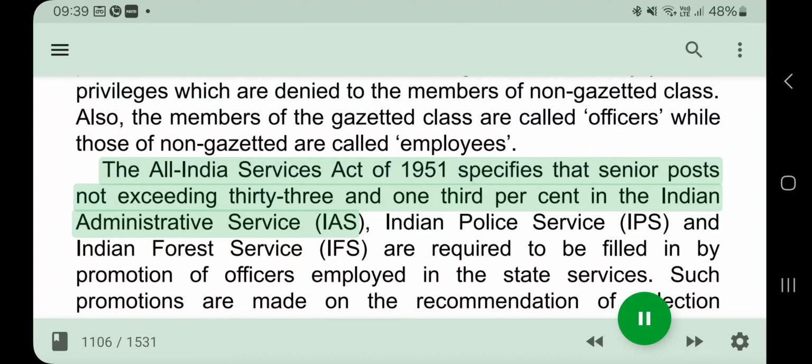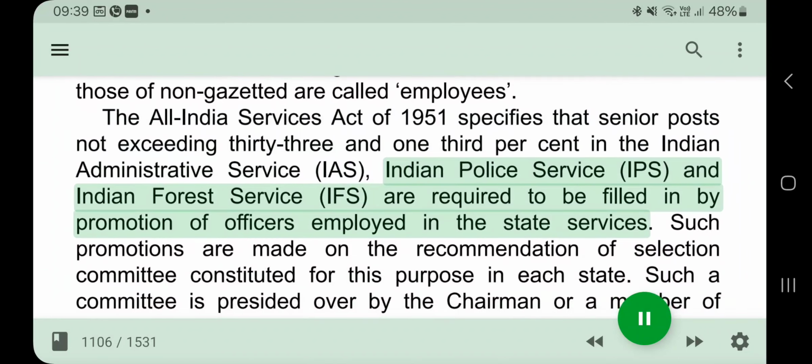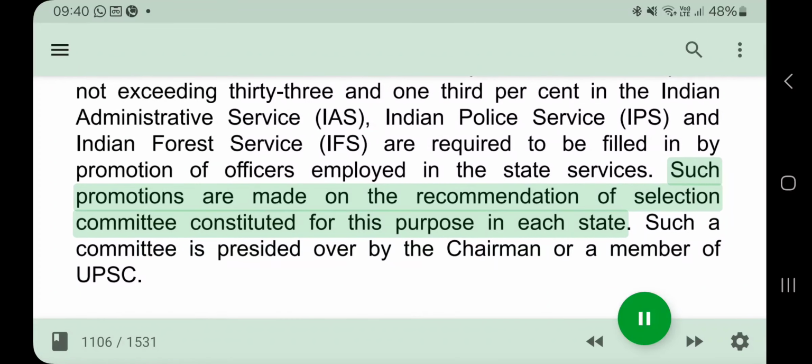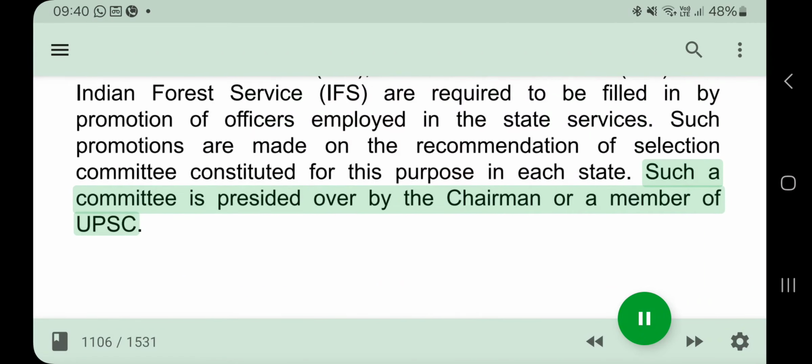The All India Services Act of 1951 specifies that senior posts not exceeding 33 1/3% in the Indian Administrative Service, IAS, Indian Police Service, IPS, and Indian Forest Service, IFS, are required to be filled in by promotion of officers employed in the state services. Such promotions are made on the recommendation of a selection committee constituted for this purpose in each state. Such a committee is presided over by the chairman or a member of UPSC.